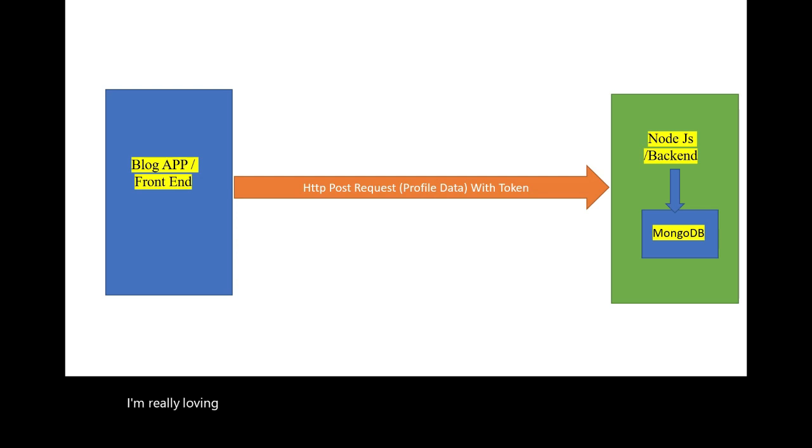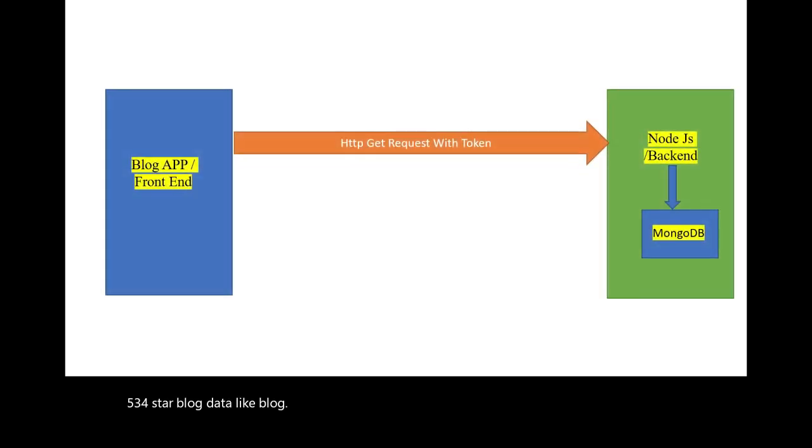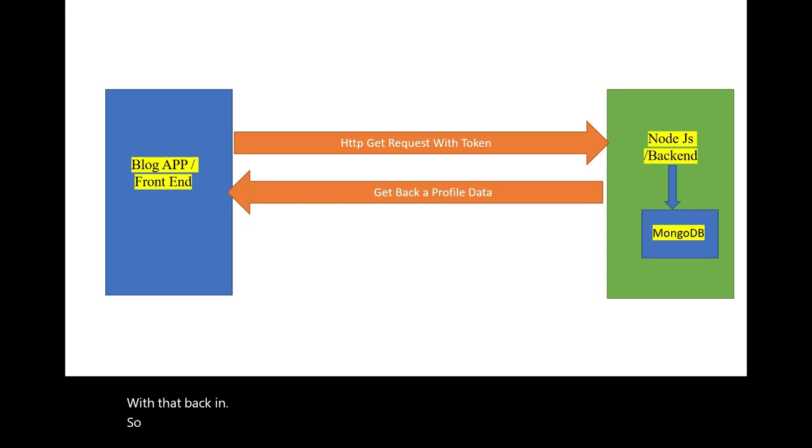Again the blog app will send the token with the other related data like profile data, or when we post the blog data like blog title and blog content. At that time we send a token to the Node.js application to authorize the user with the backend. Similarly, if we want the profile data from the backend, first we need to send the token to the backend. The backend will verify it and then send the profile data to the front end.